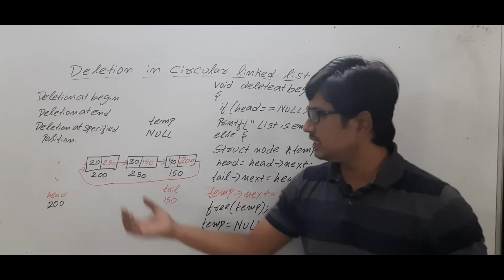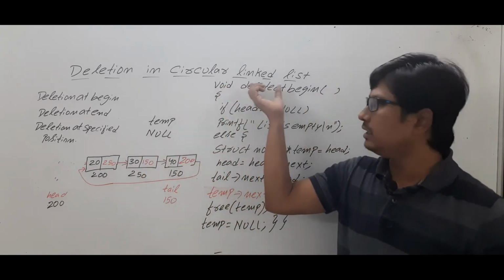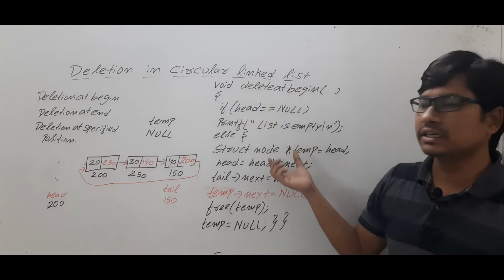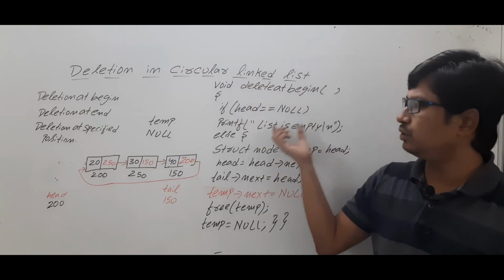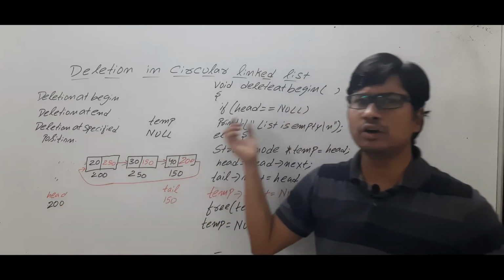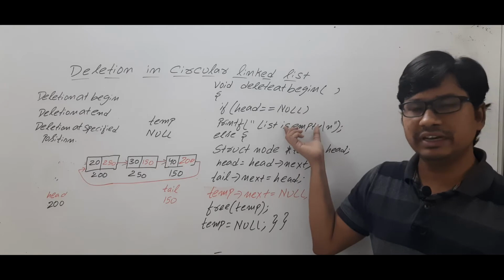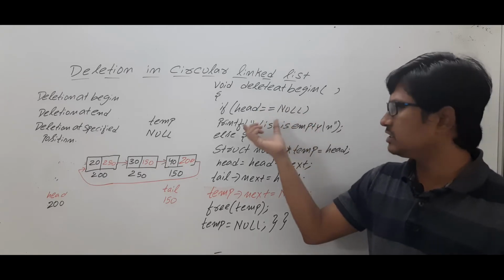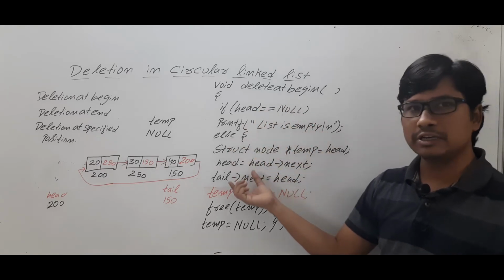If you want to call delete at begin again, now again you will check the condition. Head is equal to null? No, head is 100. Sorry, in this case now 200. 200 is not equal to null. So this case will fail. If this condition fails, this statement will not be executed. It will come to the else block.